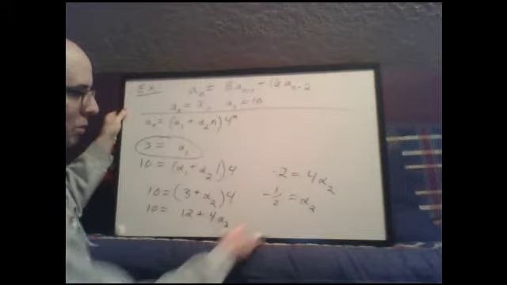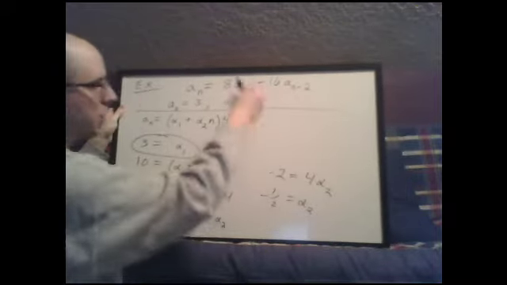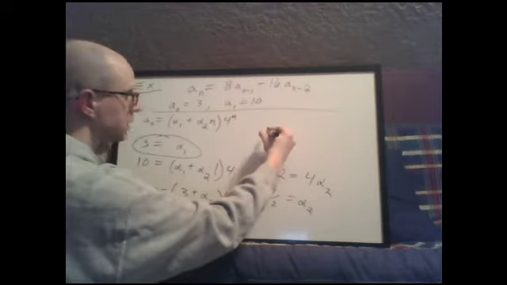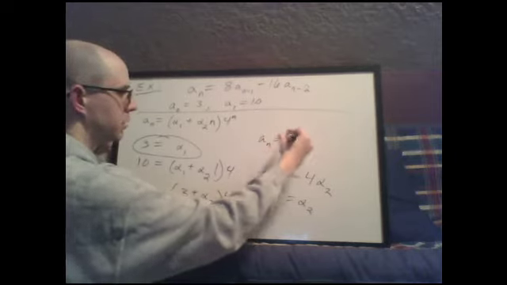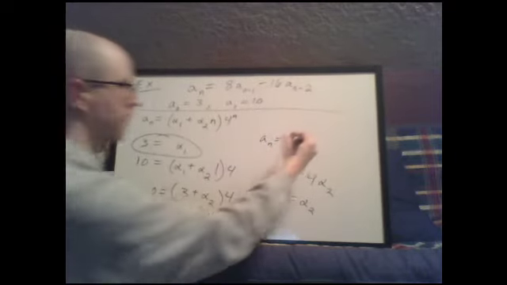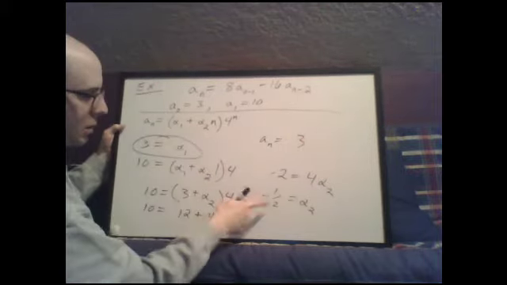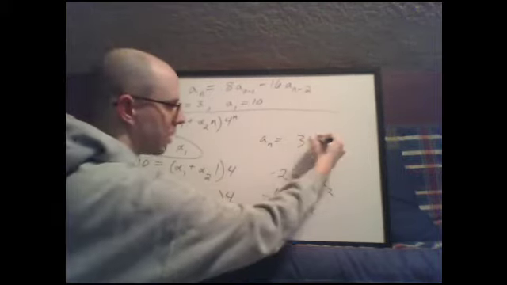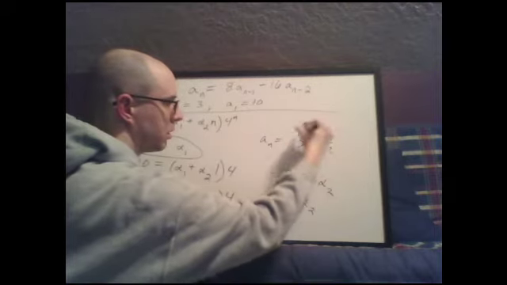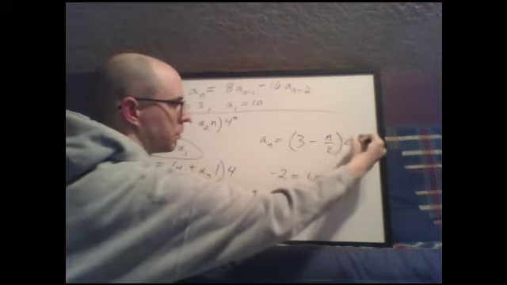So our actual solution for this recurrence with these initial conditions is a_n equals 3 plus negative 1/2 n, so minus n over 2, times 4 to the n.